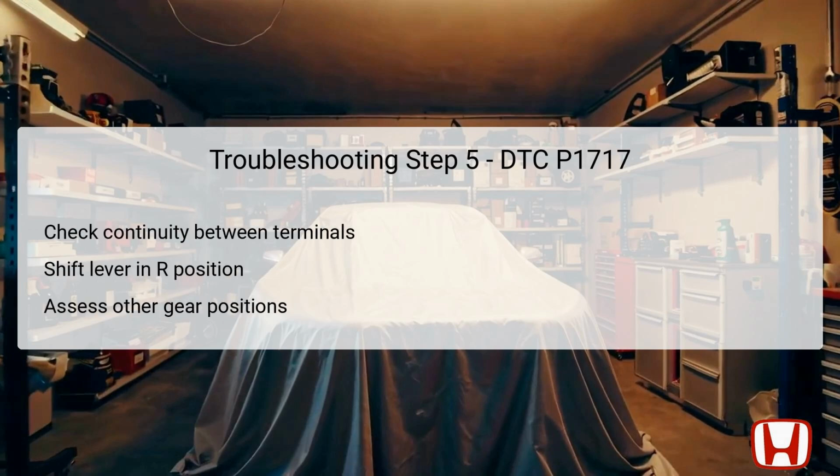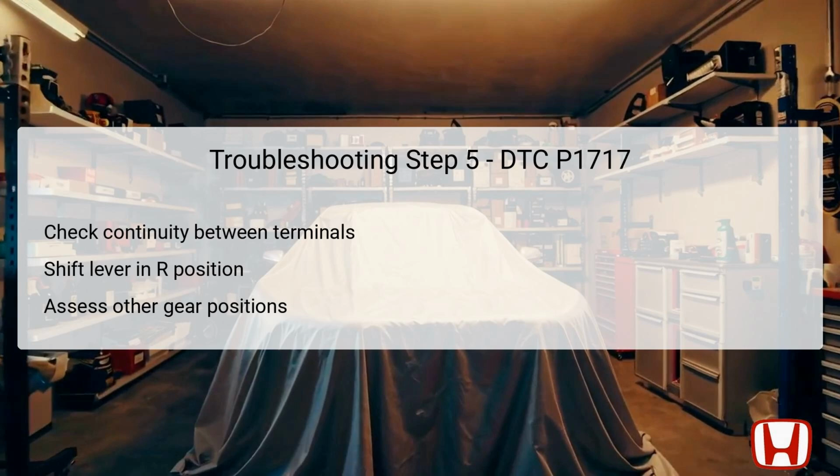The fifth troubleshooting step involves checking for continuity between transmission range switch connector terminals number 1 and number 10. The technician should perform this continuity test while the shift lever is held in the reverse position, and then again while shifting it to other positions. This process allows for assessing whether the transmission range switch can properly detect its current position under different conditions.